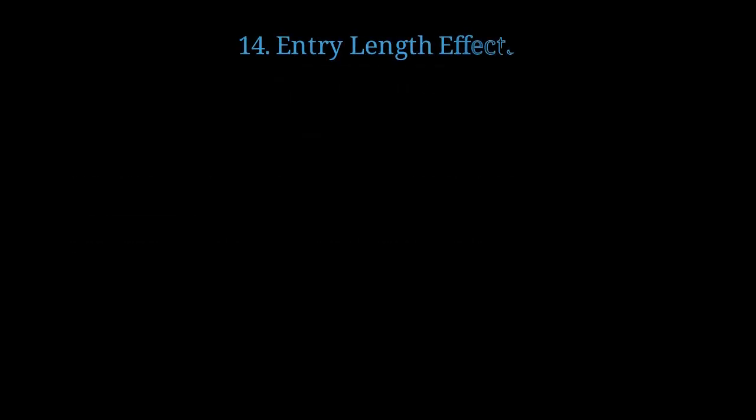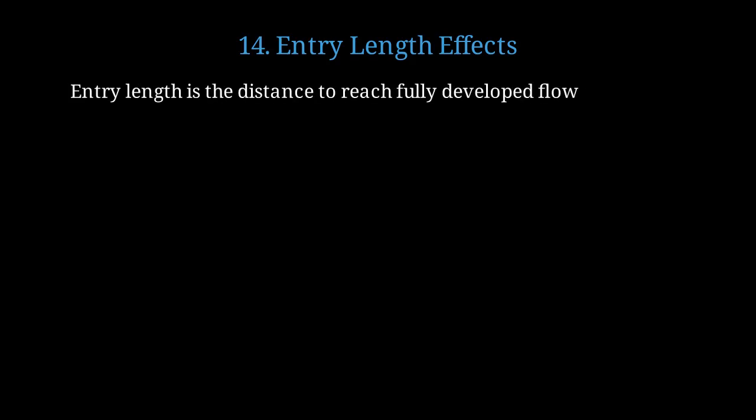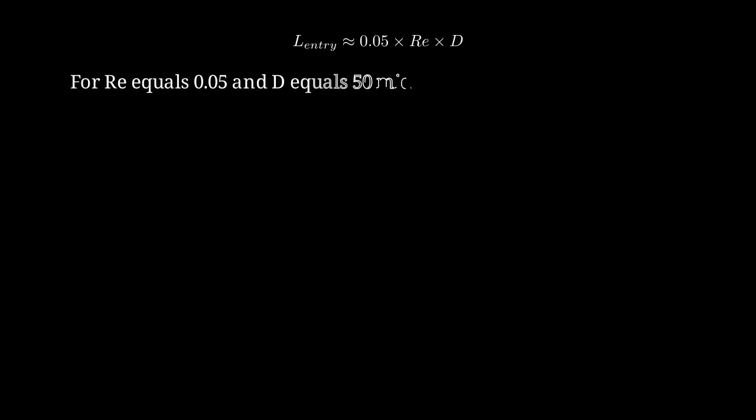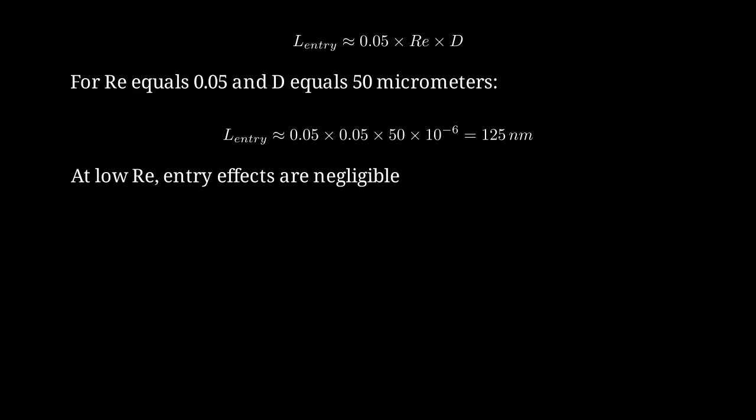When fluid enters a microchannel, it takes some distance to develop the full parabolic profile. The entry length is defined as the distance required to reach fully developed laminar flow. Entry length is approximately 0.05 times Reynolds number times diameter. For our example with Reynolds number 0.05 and diameter 50 micrometers, entry length is just 125 nanometers, essentially instantaneous on the scale of the channel. At such low Reynolds numbers, entry effects are completely negligible and flow becomes fully developed almost immediately.